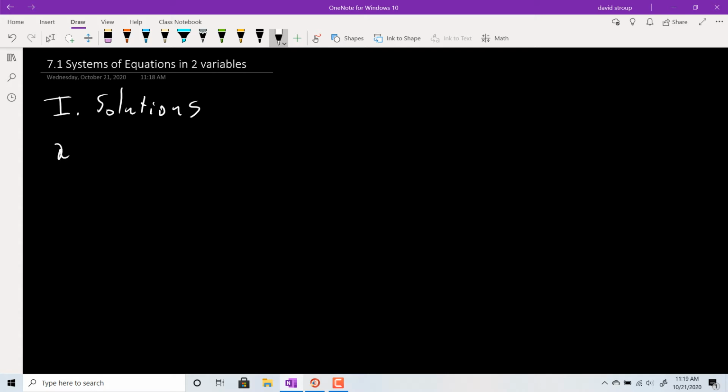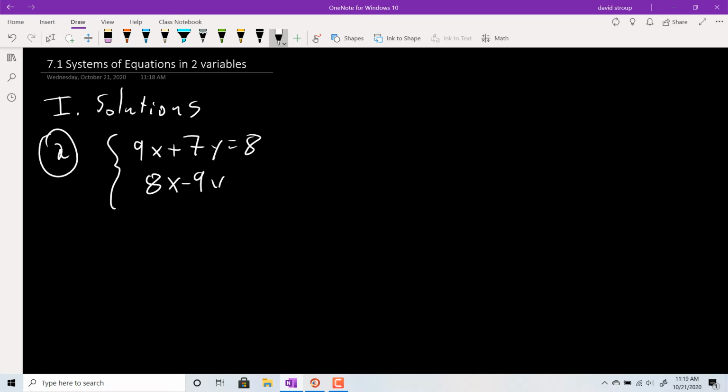And look at number 2 from the book. So what does a system of equations look like? Well, here is a system. 9x plus 7y equals 8, and 8x minus 9y equals negative 69. So basically you have two equations, and you're trying to find where they have commonalities to them.